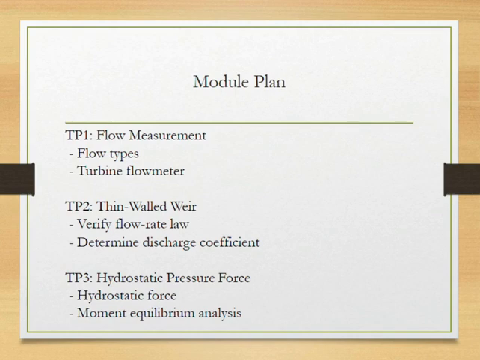When it comes to the module plan, this course is divided into 3 TPs. The first one is regarding flow measurements, in which we'll see flow types from laminar to turbulent and the turbine flow meter. The second TP is the thin-walled weir, in which we'll verify the flow rate law, which we already saw in the first TP, and determine the discharge coefficient, which at the end will help us figure out the error margin in this experiment.